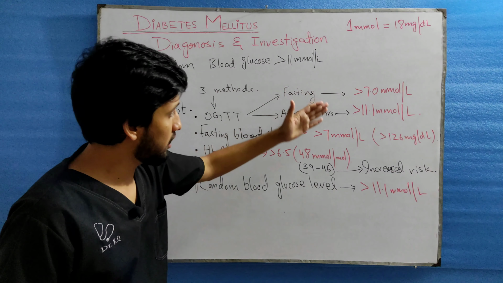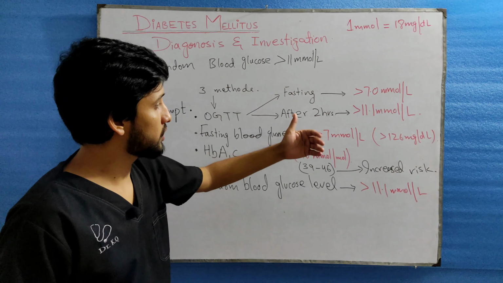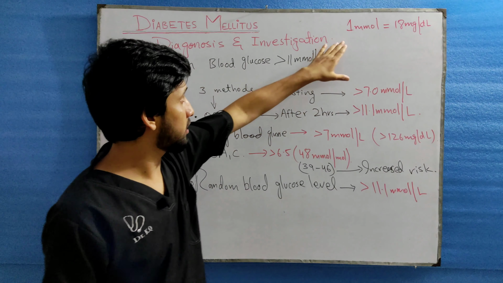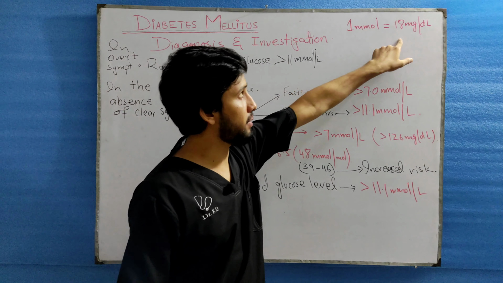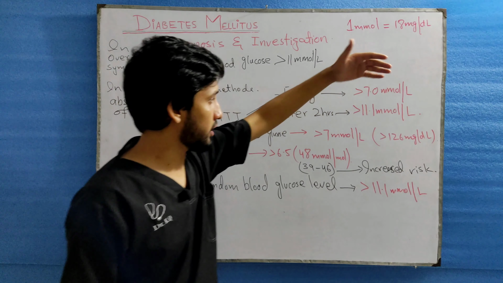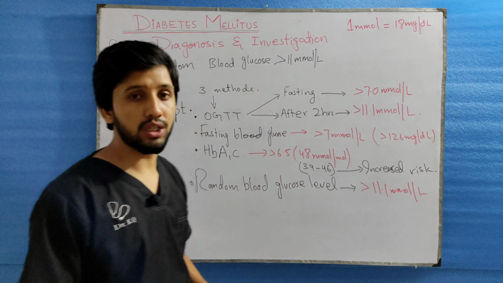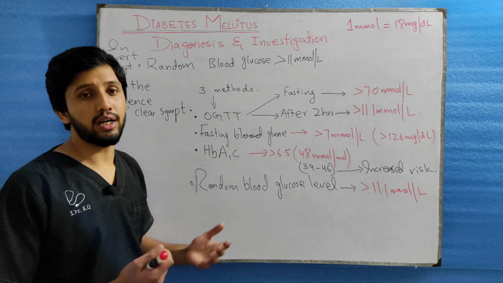And these are the international units. Some measure them in milligram per deciliter. So I have written here that 1 millimole is equal to 18 milligram per deciliter, so you can convert these millimoles into milligram per deciliter. So this is how you will investigate the diabetic patient.